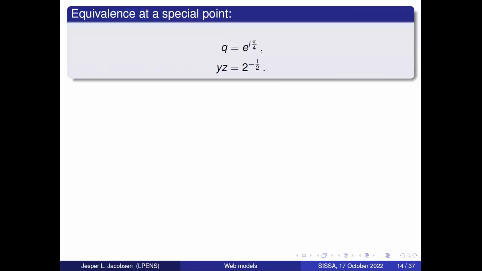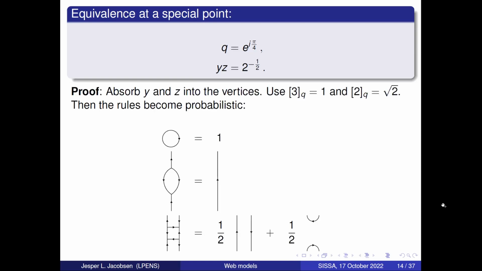And this I can do if I take the correct value of small q. So the q entered my q-deformed numbers. So it's this 8th root of unity. And moreover, I take y times z equals 1 over square root 2. If I do that, and if I absorb the weights into the vertices, the 3 rules are going to look like those. And so you see, if I have weight 1 on the left-hand side, the weights on the right-hand side also sum up to 1. So it means that now it's probabilistic. And applying just this, you see that the weight of any diagram will just boil down to 1 in the end. And this is what I needed.